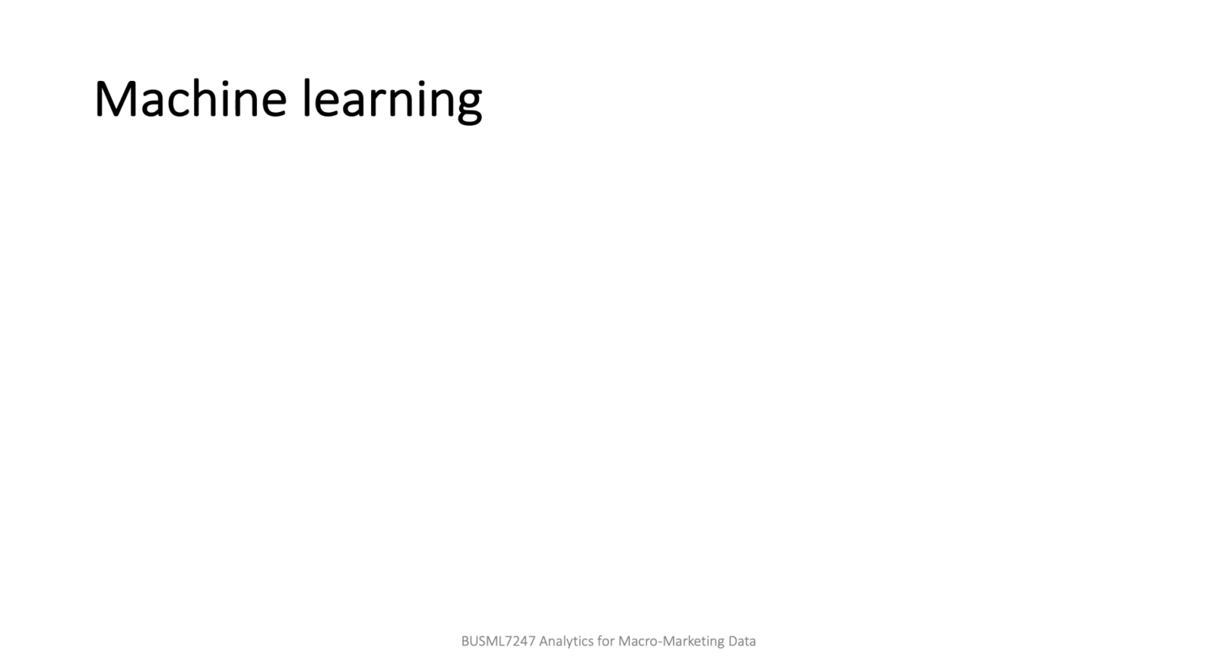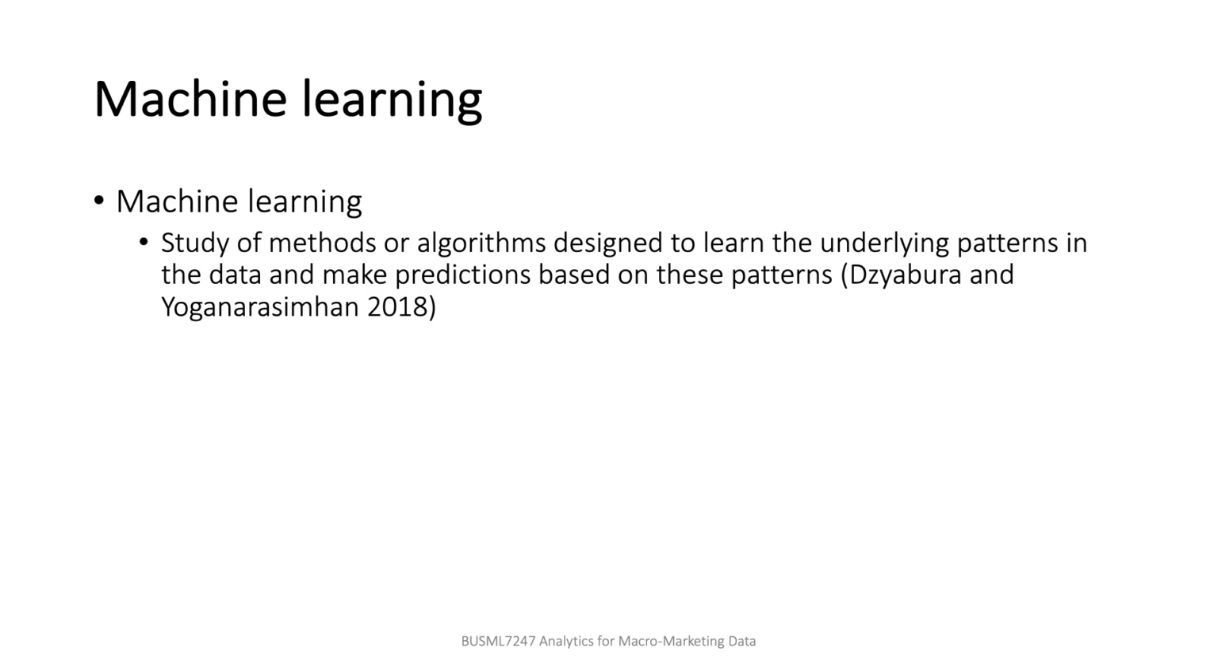Conceptually, machine learning includes all we've learned in this course. Any systematic, replicable process to understand data and extract value of information from data is a machine learning method. Machine learning can be defined as a study of methods or algorithms designed to learn the underlying patterns in the data and make predictions based on these patterns. The key point is that the purpose of machine learning is prediction, and it is what differentiates machine learning from traditional statistical methods.